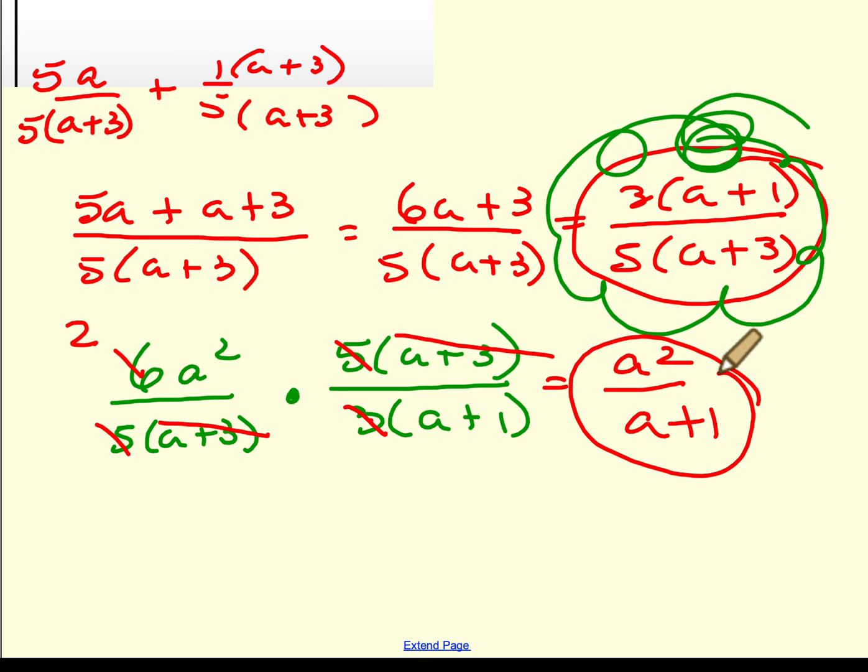So complex fractions really isn't too big of a deal. It's just taking it and making it into a multiplication problem and adding in some of the other stuff we learned about adding and subtracting fractions.